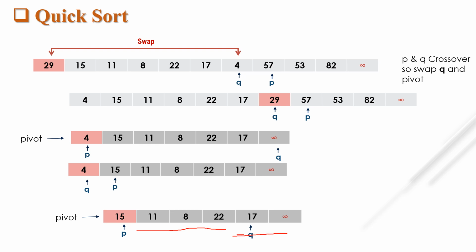The value of Q will be here, the value of pointer P will be here, both are crossed, so we have to swap 8 and 15. Why? Because P and Q are crossed over, so whatever the value of Q is, we will replace it with the pivot.